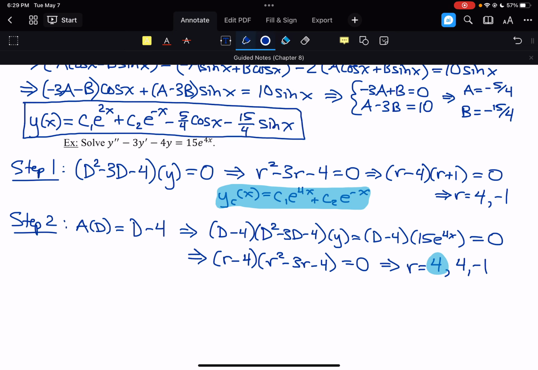So that's the only new root that we have. So for our particular solution for this one, we have a new root of 4. 4 is already a solution here. So we do have a repeat. And remember, when we have a repeat, we just introduce a factor of x in front of it. And then every additional repeat gets a new factor of x. So this is going to be ax e to the 4x for this particular solution.